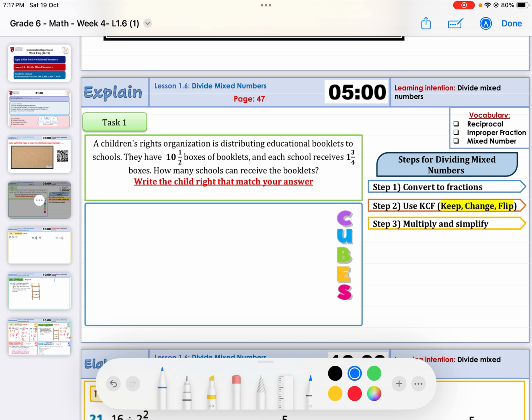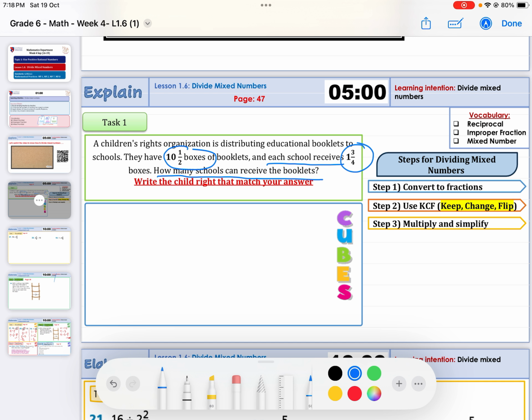We have here a real life application about dividing mixed numbers. A children's rights organization is distributing educational booklets to schools. They have 10 1/2 boxes of booklets. Each school will be receiving 1 3/4 of a box. What they're asking us to find is how many schools can receive the booklets.